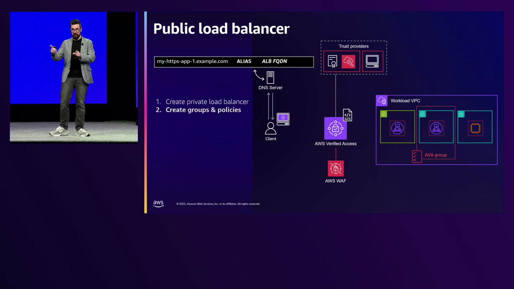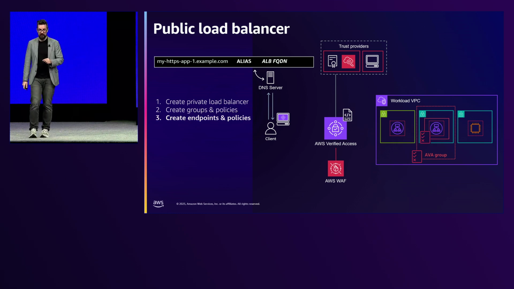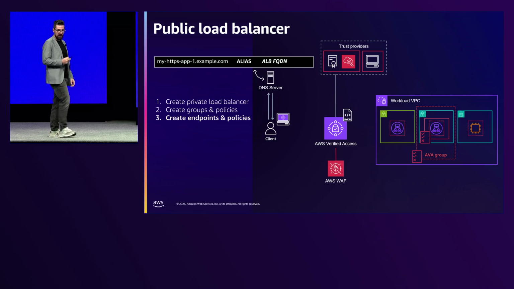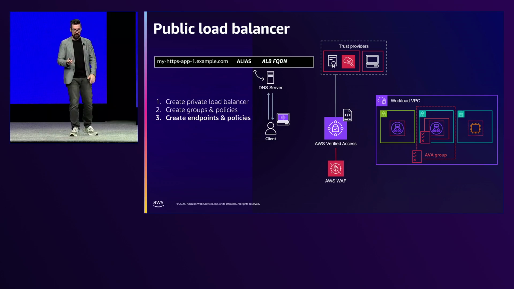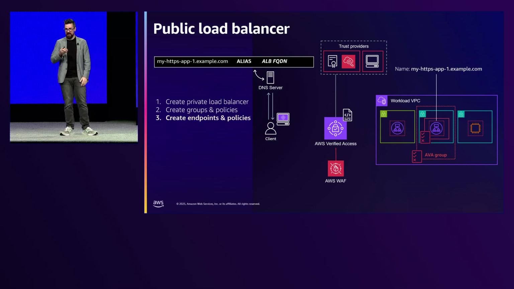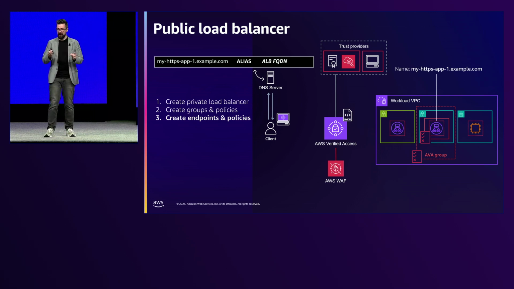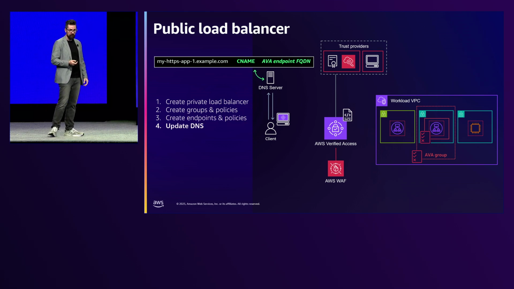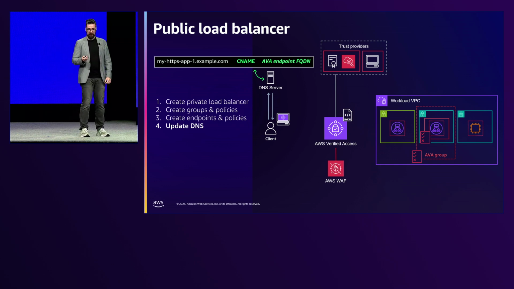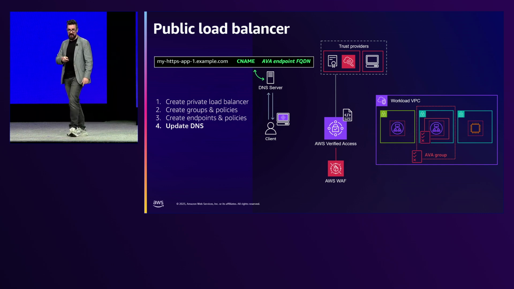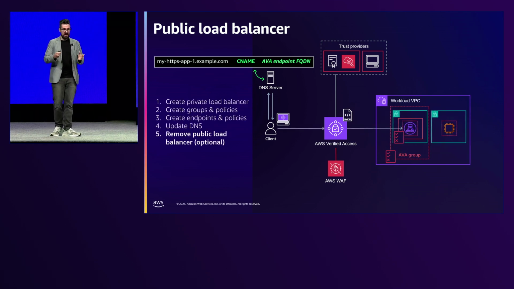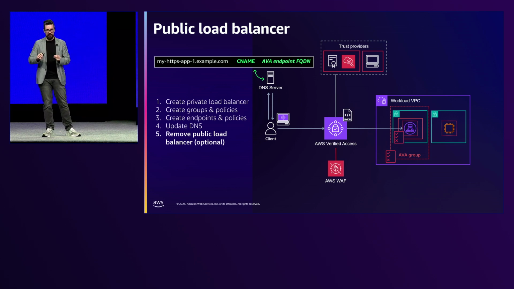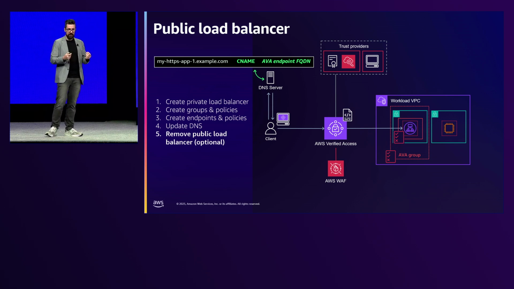We can also share them out. Remember, if this is a multi-account approach. We'll create our endpoints and policies. And remember, we have those policies both at the group level as well as at the endpoint level. And if we're going to set up an HTTP or HTTPS service, we'll need to specify the domain name on that endpoint. And then we'll update the DNS record for my HTTPS app 1 with a CNAME to the verified access endpoint. Now, at this point, we can optionally even just remove that public load balancer, which will leave verified access as the only public-facing path to access this application.